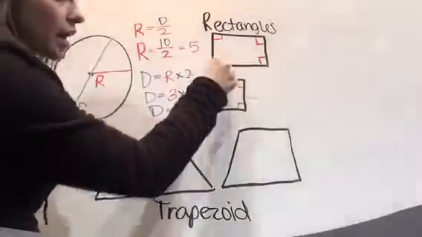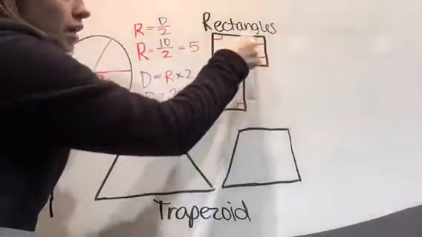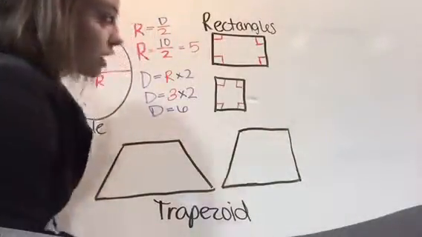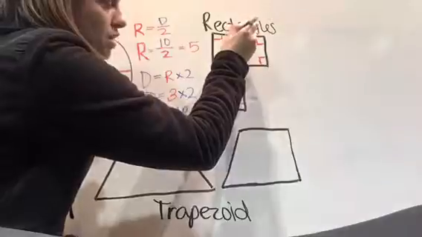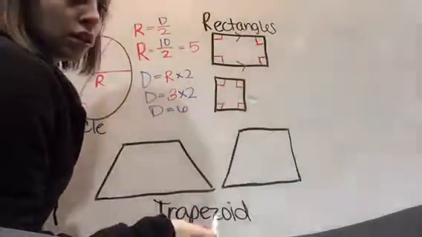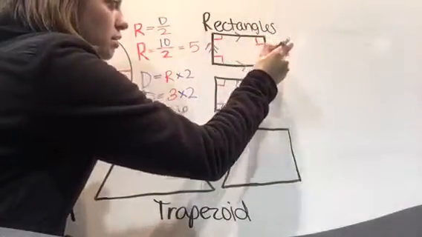Now we're going to look at rectangles. You can see that a rectangle has 4 90-degree angles, or 4 right angles. It also has 2 sets of parallel sides. So here is one set of parallel sides, and here is the second set of parallel sides.